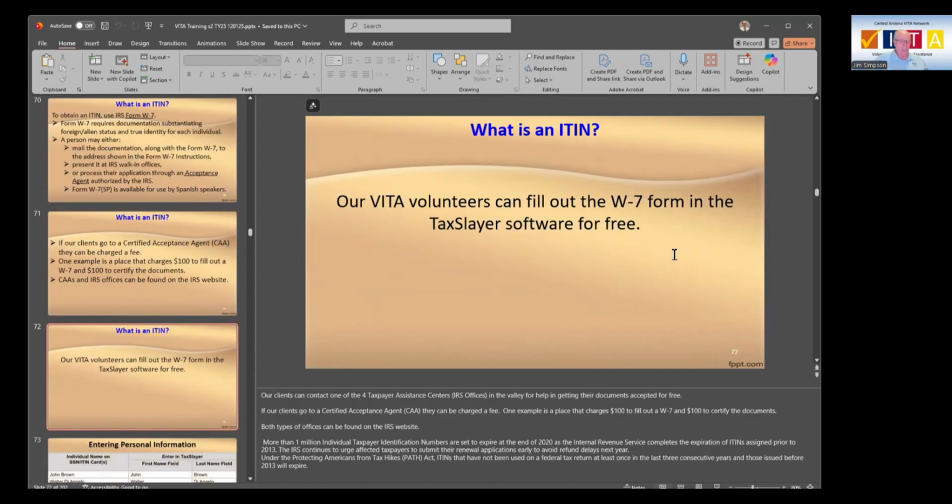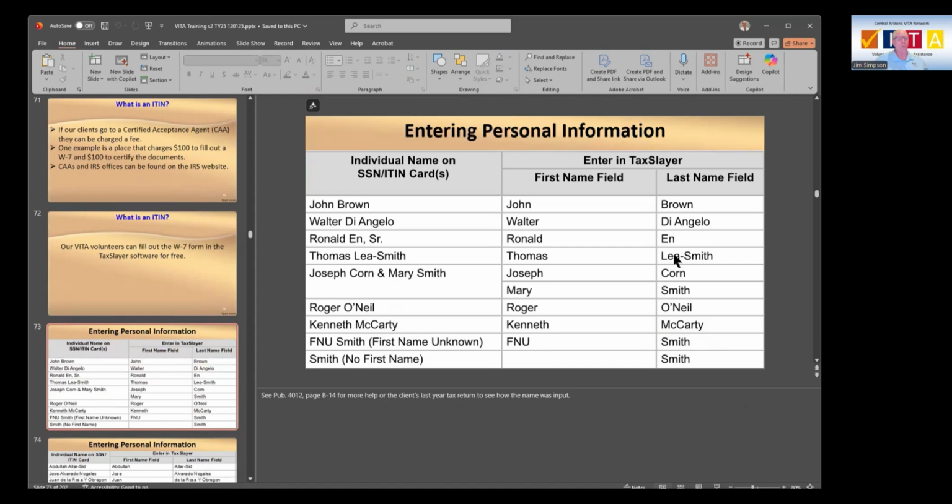Okay. Now, entering personal information into TaxSlayer. I advise you, remember I told you about the 4012? My 4012 gets marked up and flagged, and the pages are falling out. Here's one page that I flag. These are examples of how to enter the correct name that's on their Social Security cards.